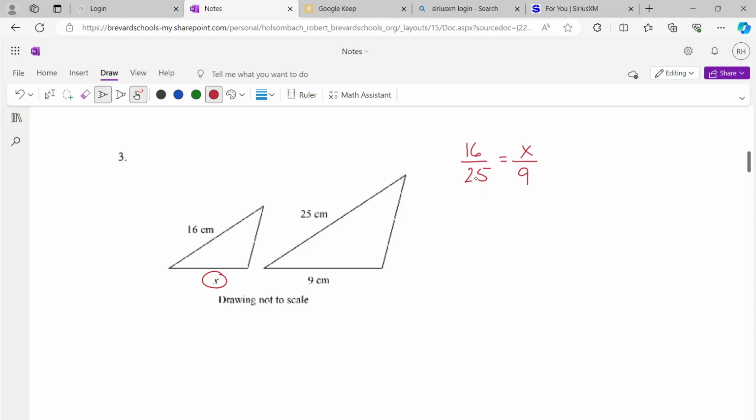So crisscross multiply, 25 times x is 25x, equal to 16 times 9, which is 144. Divide both sides by 25. And x is equal to 5.76. So 5.76.